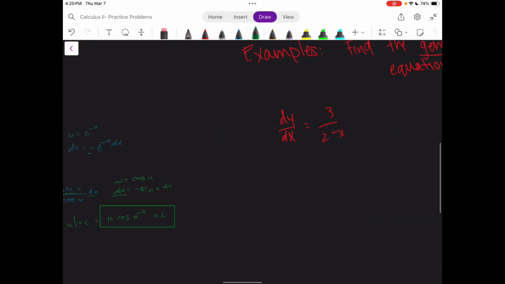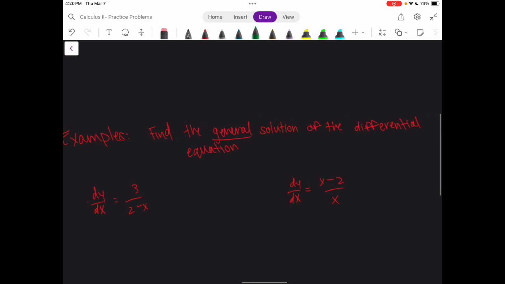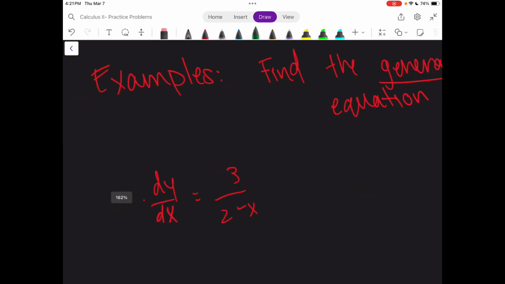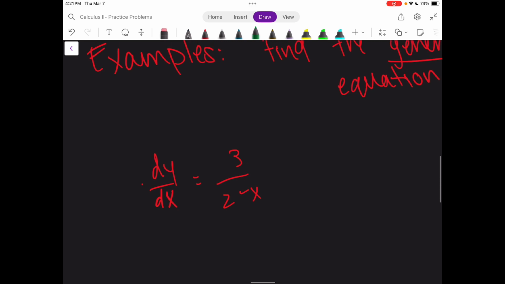Now let's move on to another application of this, differential equations. There's a whole class of differential equations. This is just scratching the surface. You might have scratched the surface in Calculus 1 as well, and they go a bit deeper now. Finding the general solution of a differential equation, let's see, we have this equation, dy over dx equals 3 over 2 minus x.